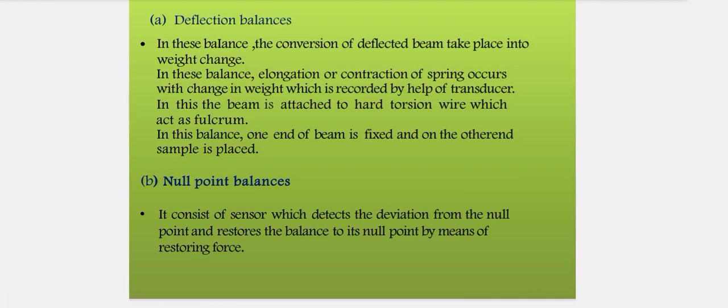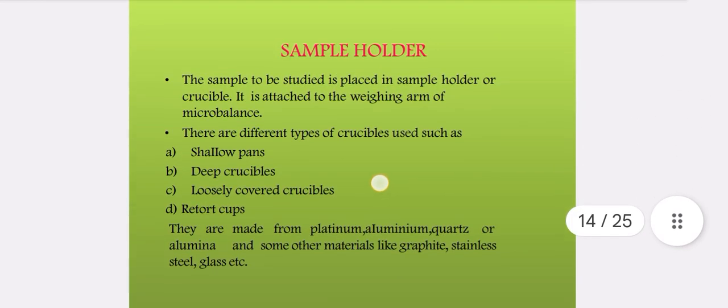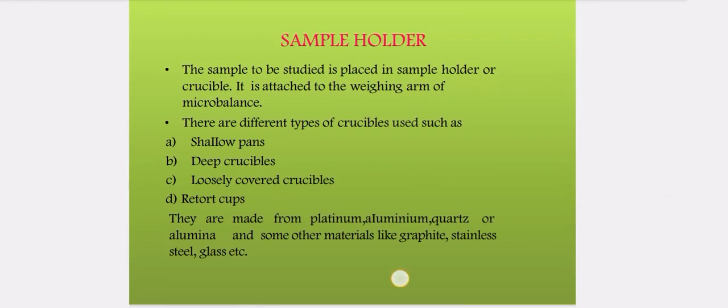Next is the sample holder. The sample to be studied is placed in a sample holder or crucible. It is attached to the weighing arm of the microbalance. There are different types of crucibles which are used: first is shallow pans, then deep crucibles, loosely covered crucibles, and retort cups. They are basically made from platinum, aluminium, quartz, or other materials like graphite, stainless steel, glass, etc.